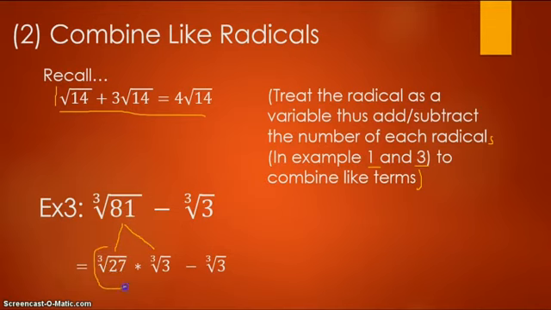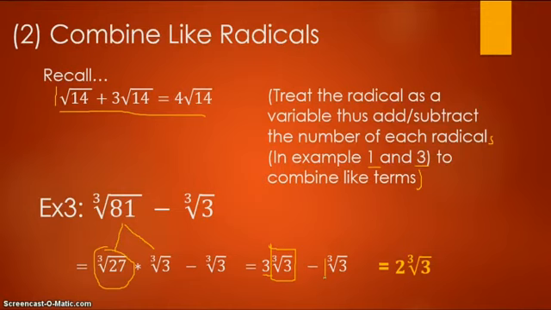We've dealt with this before. The cube root of 27, we know that ends up being 3. So we end up getting that. I don't want to use the word coefficient, but that's kind of what it feels like because we treat this component as a variable. So the cube roots of 3 minus 3, the cube root of 3. In that case, there's an understood 1 here. So if we just subtract the 2, it's very simple. It's 2 cube roots of 7.